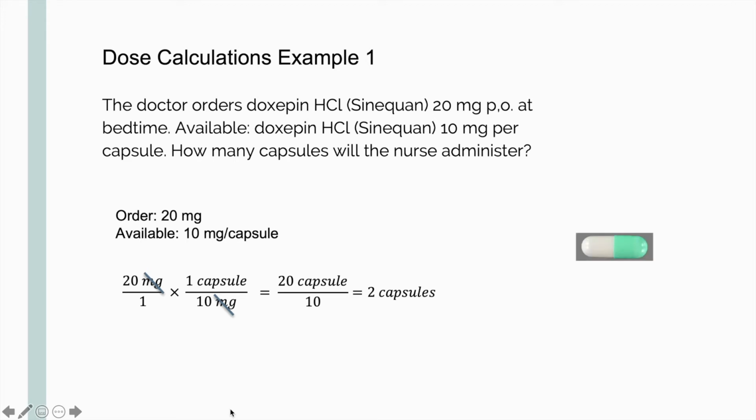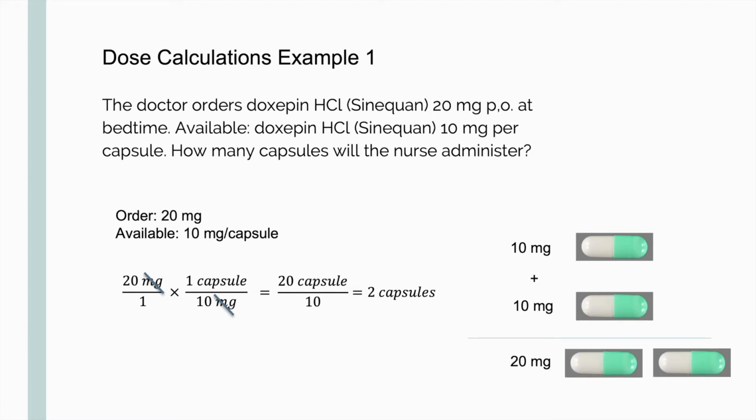For these, it's also important to be able to visualize. So for example, we had 10 milligram capsules. Over here on the right, we have a 10 milligram capsule. If we added another 10 milligram capsule, that will give us the 20 milligrams that we want. So 20 milligrams is 2 capsules.